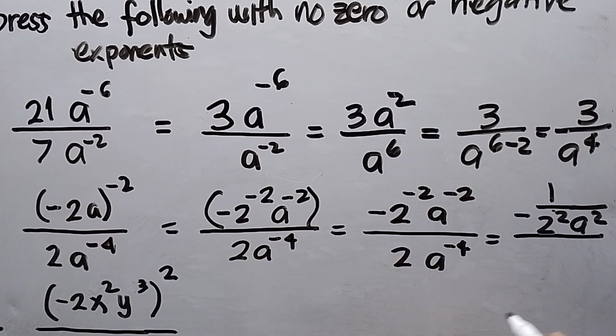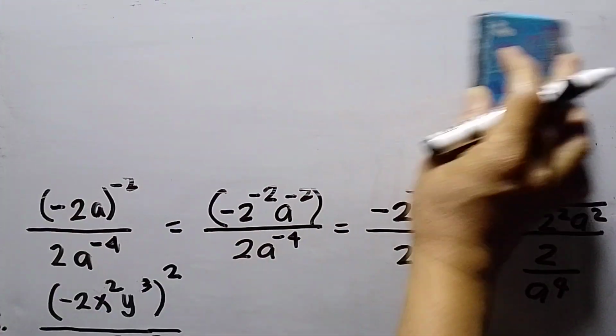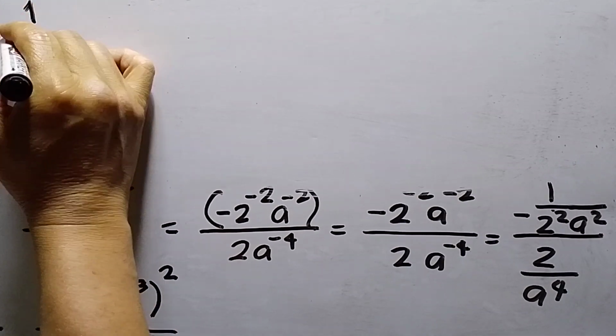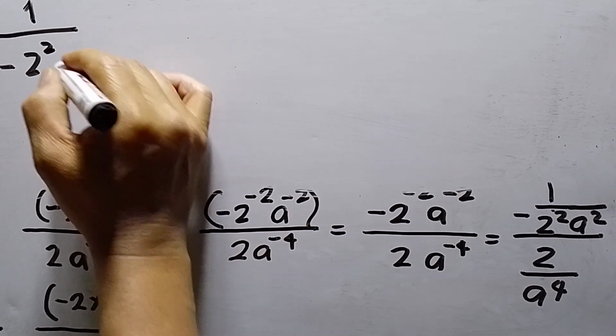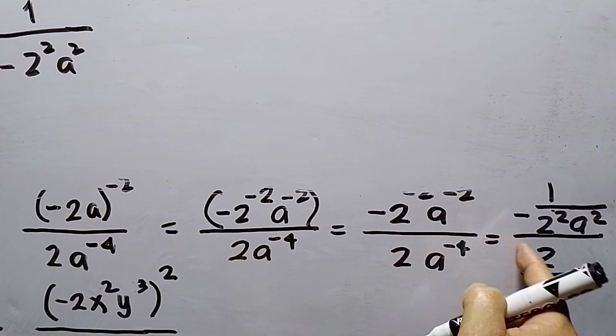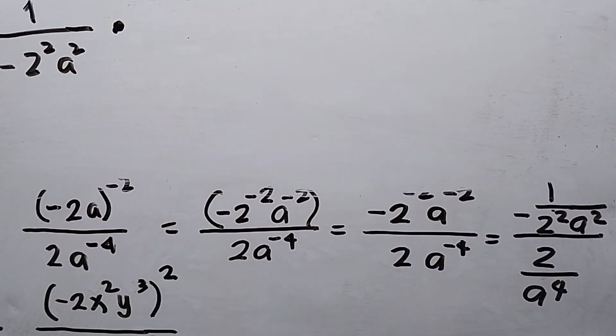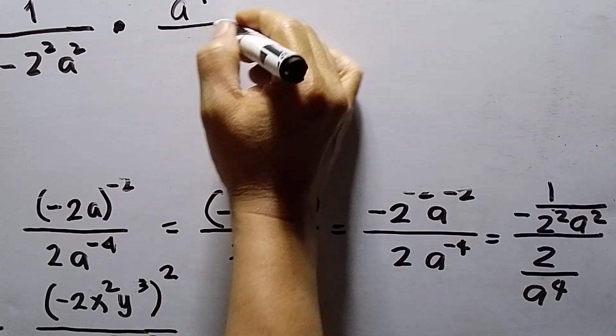And then how about this one? So this will be 2 over a to the positive 4. Then to simplify for number 2, this will be 1 over negative 2 raised to the 2, a squared. Then this one, I need to change the operation to multiplication, and then turn upside down the 2 over a to the 4th. So this will be a to the 4th over 2.